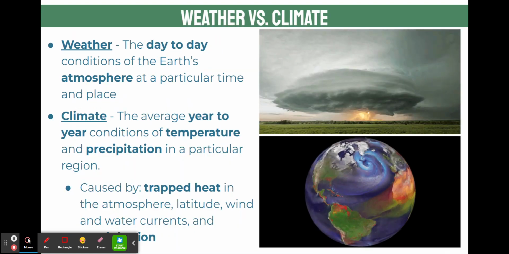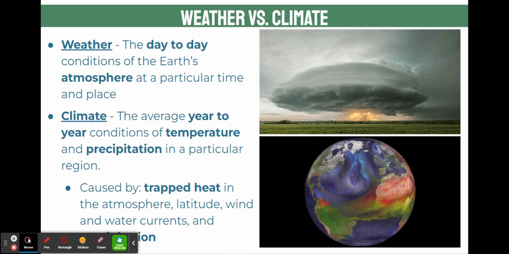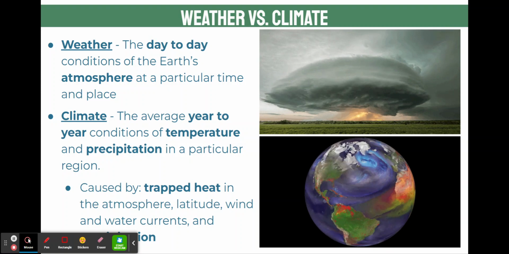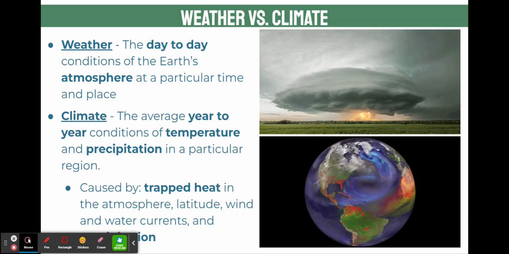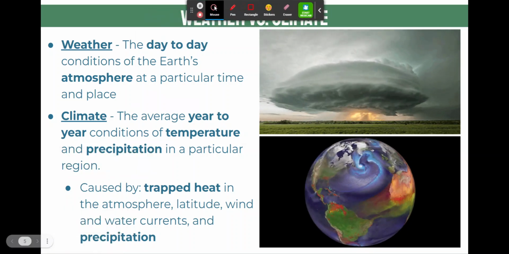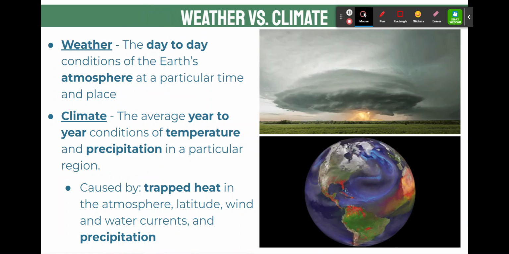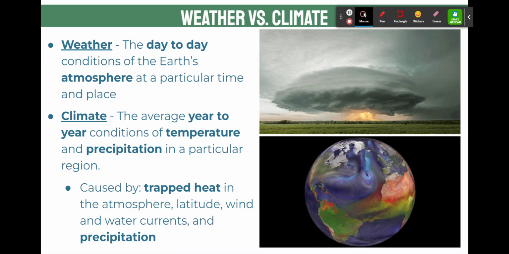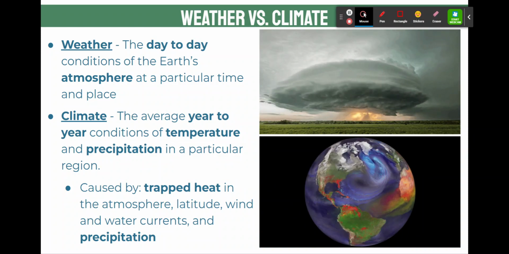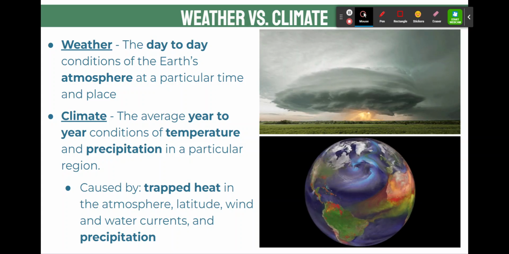Here's a few important reminders. This is stuff that we went over a little bit in Unit 2. Weather is the day-to-day conditions of the Earth's atmosphere at a particular time and place. Climate is the average year-to-year conditions of temperature and precipitation in a particular region. So we should know that this is caused by trapped heat, which is coming from the solar insolation from the sun. It's going to be hotter at the equator because the Earth is tilted on an axis and the sun's rays are hitting the Earth directly on Earth's axis at the equator, whereas the poles tend to be colder because they're tilted away from Earth's axis.